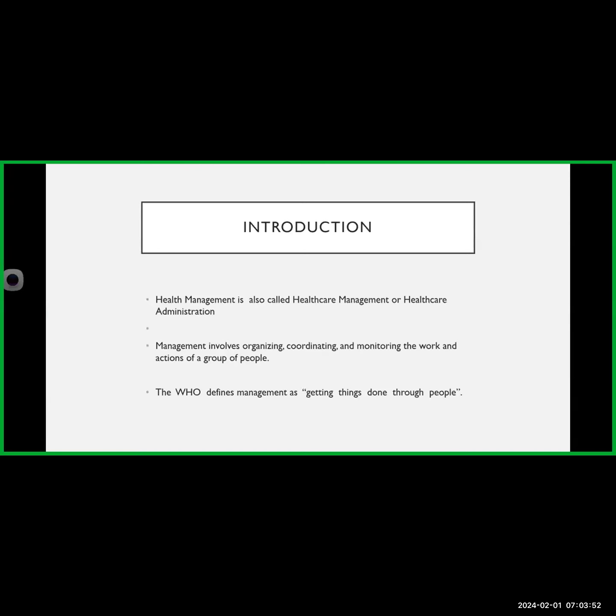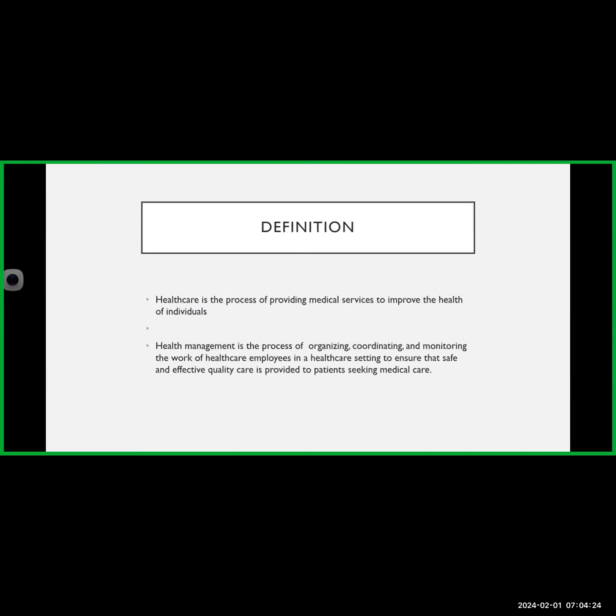So health management is also called healthcare management or healthcare administration. So there are two terms here, health and management, or healthcare and management. Management involves organizing, coordinating, and monitoring the work and actions of a group of people. WHO simply defines it as getting things done through people. So there are two concepts here. One, getting things done. Then two, through people.